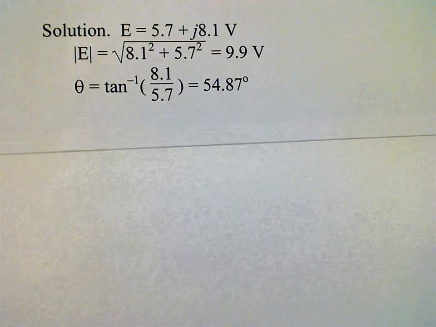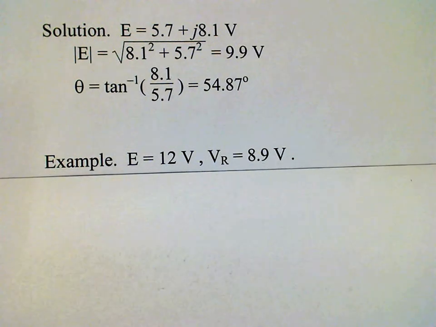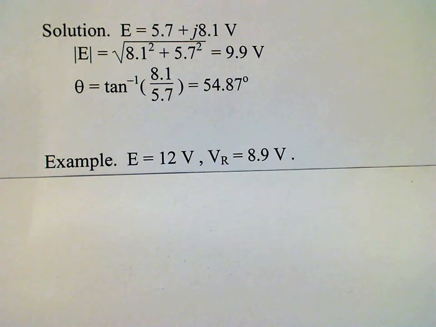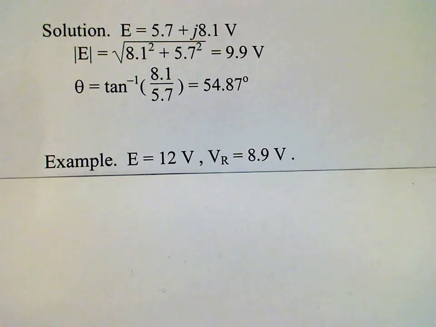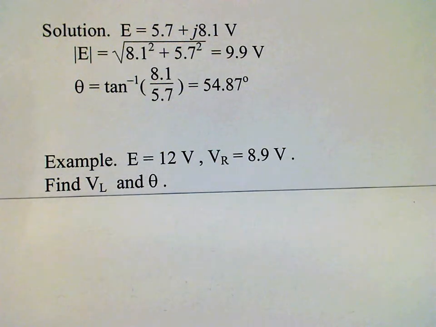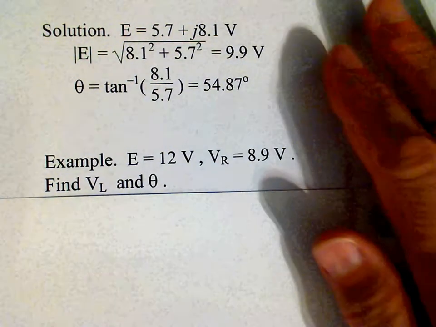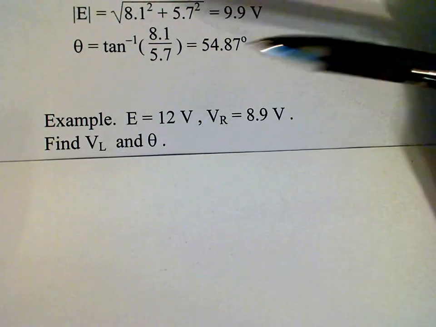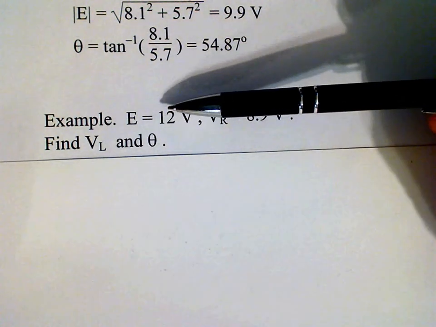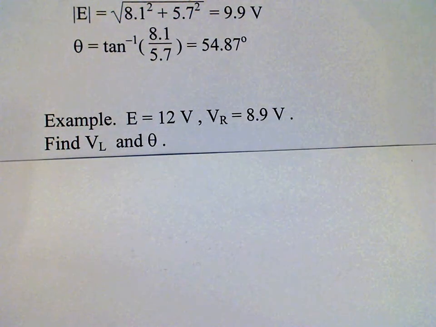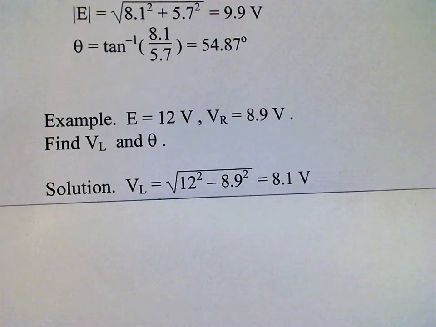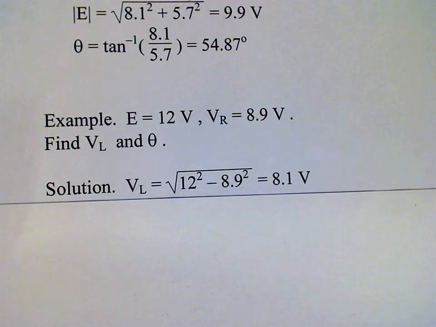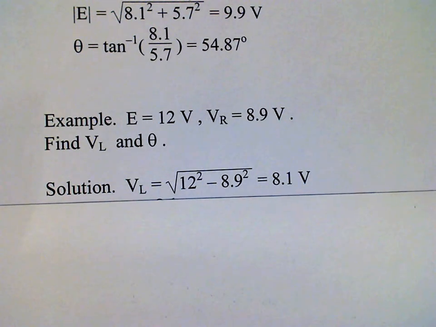Okay, let's do one more example. Now we have the source voltage given as 12 volts and the voltage across the resistor 8.9 volts. And we need to find the voltage across the inductor, VL, and the phase angle. Okay, this time we're going to need to do the square root of the difference of the squares because we're given the source voltage. So we have 12 squared minus 8.9 squared. The answer is 8.1 volts. And then once we have VL, it's easy to compute the phase angle.